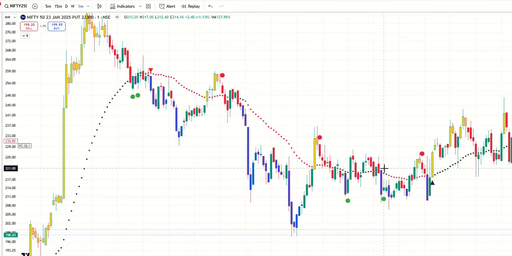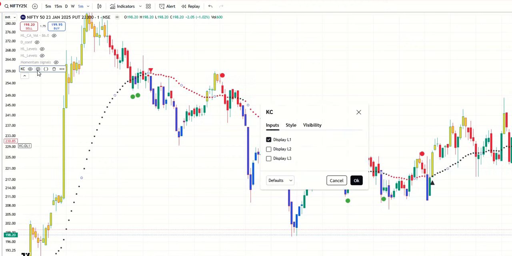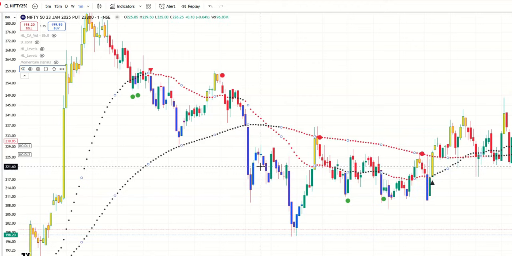Okay, so before we talk about these dots, how do I identify? I've taken a trade here. What is the stop loss? That is what I would like to talk about. If you go and see the settings here, there is an L1, L2, L3. So I would like you to enable L2 and see here. You see this line acts as a support or resistance.